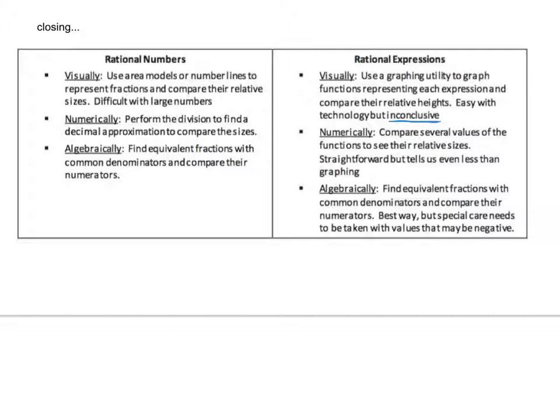Rational numbers, numerically, perform the division to find a decimal approximation to compare the sizes. Okay, we did that with our fractions. Rational expressions, compare several values of the functions to see the relative sizes. Straightforward, but tells us even less than graphing. This is where we did the table. Okay, we only checked like 7 values.